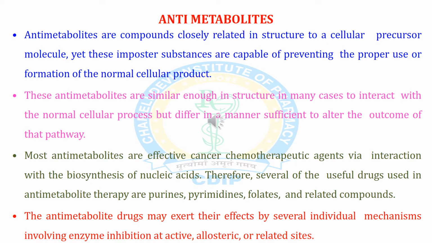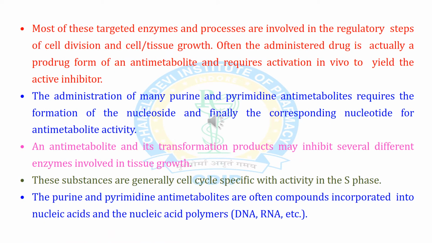Therefore, several of the useful drugs used in antimetabolite therapy are purines, pyrimidines, folates, and related compounds. The antimetabolite drugs may exert effect by several individual mechanisms involving enzyme inhibition at the active site, allosteric site, and related sites. Most of these target enzyme processes are involved in the regulatory steps of cell division and cell growth.